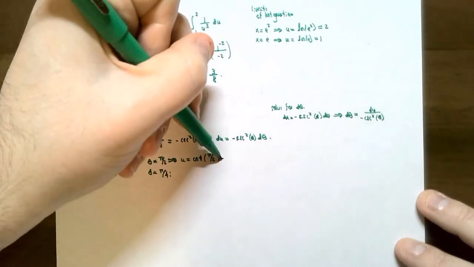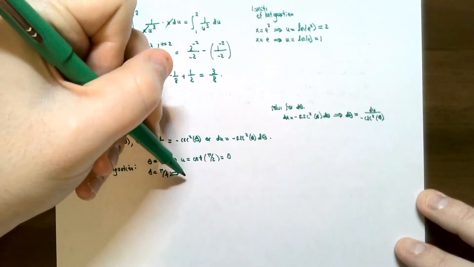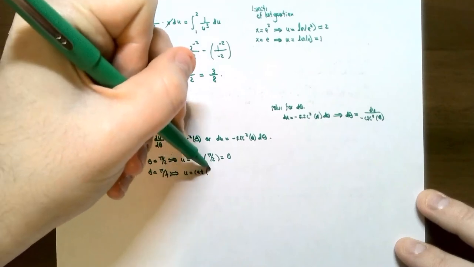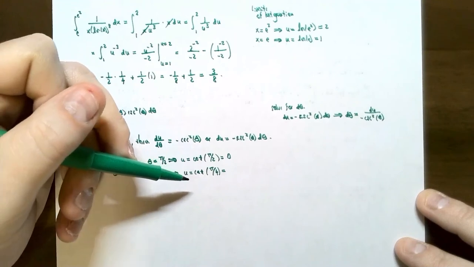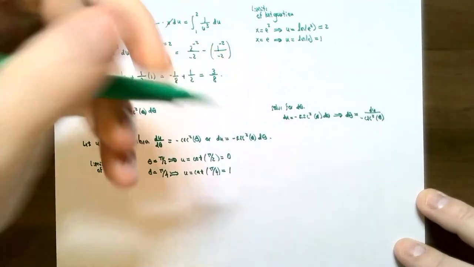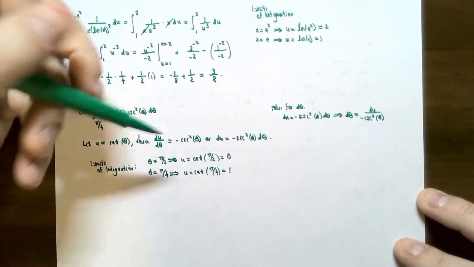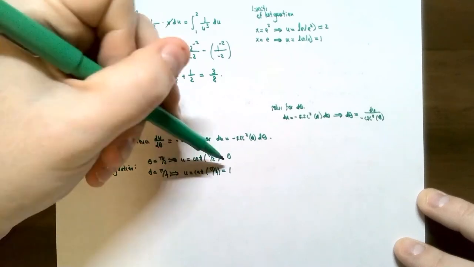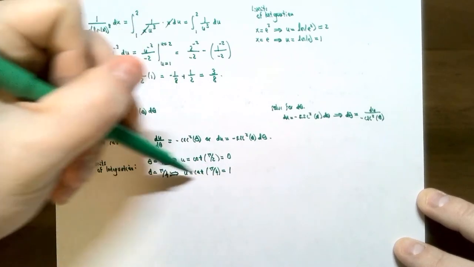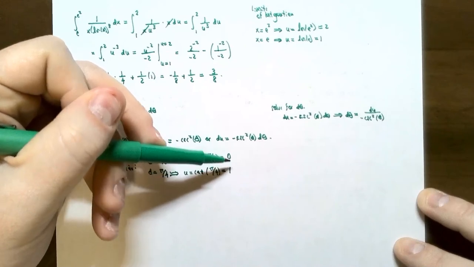Which is 0, and the other one will be u equals cotangent of pi divided by 4. This is 1 divided by tangent of pi over 4, which is 1. So don't get confused with the limits of integration. It helps to write the upper limit of integration on top and the lower limit of integration on the bottom. I still have the integral, but it's going from 1 to 0.